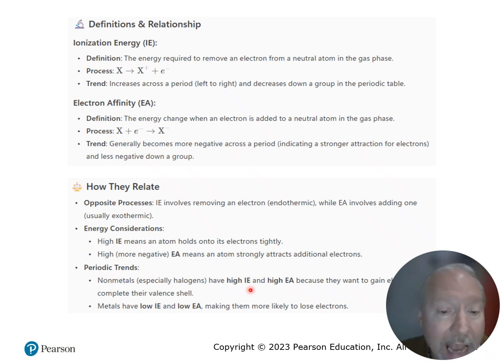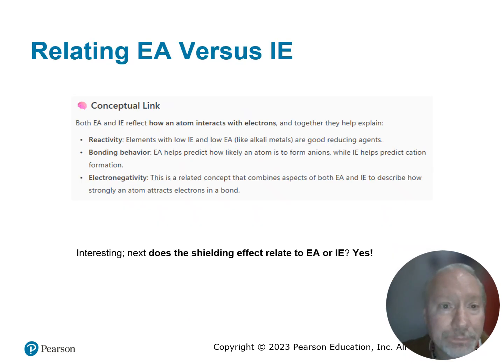So nonmetals have high ionization energy and high electron affinity, and they want to complete their valence electron shells to get the 8 to meet the octet rule. We've talked about that with the metals, where they want to lose electrons to meet the octet rule, or where they want to gain electrons when we're in the halogens, such as fluorine and chlorine. Metals have low ionization energy and low electron affinity, making them more likely to lose electrons. Doesn't take a lot of energy to put in to take an electron away, and it has really no need to gain an electron unless we do so in a special fashion.